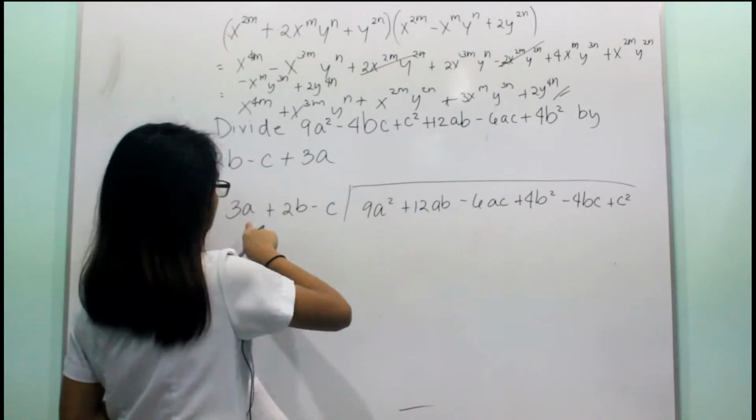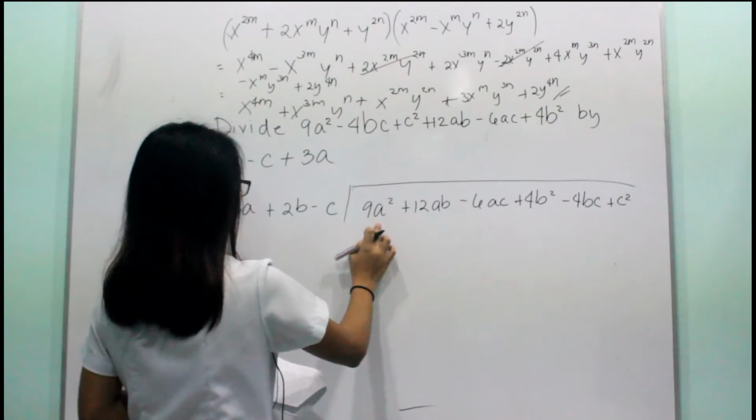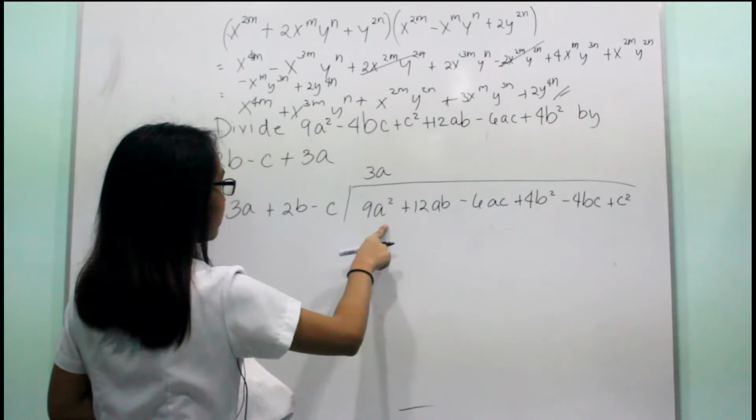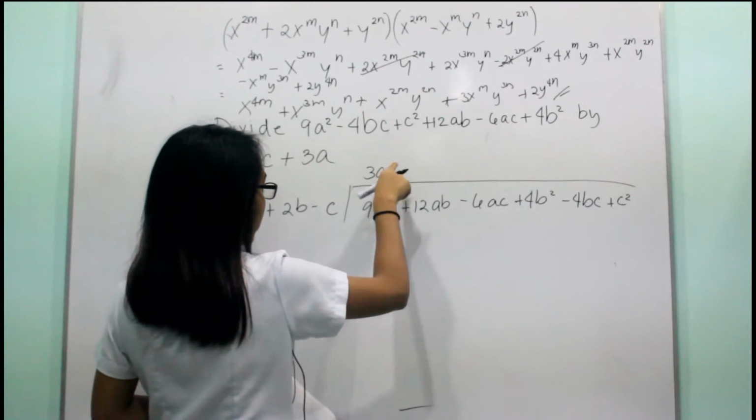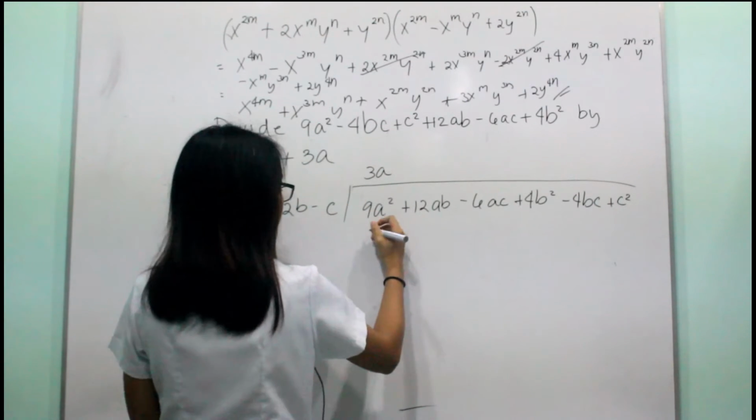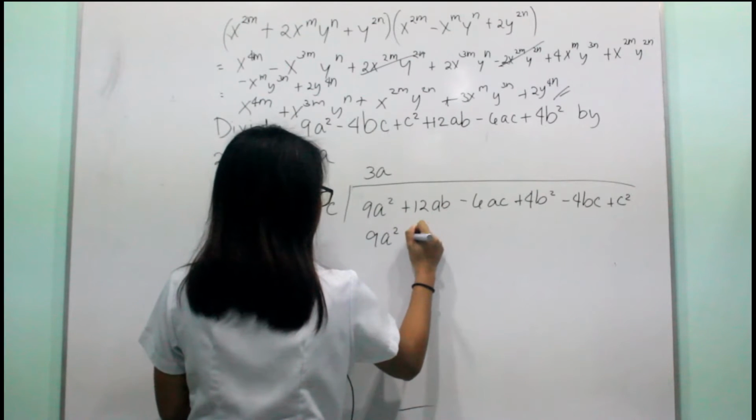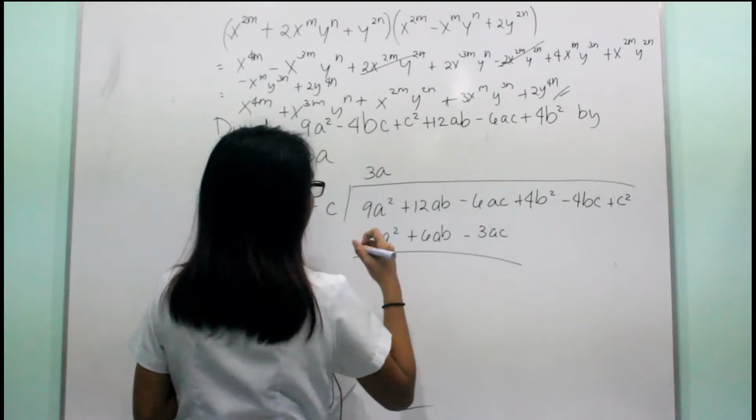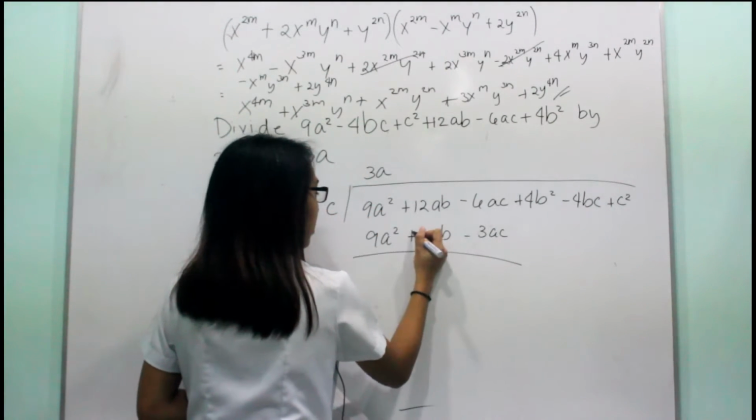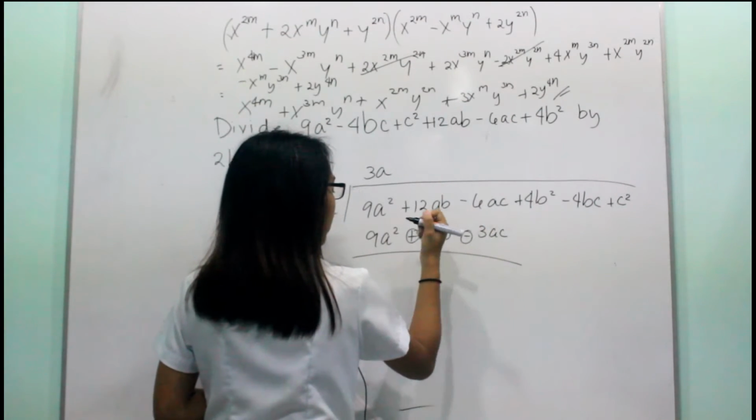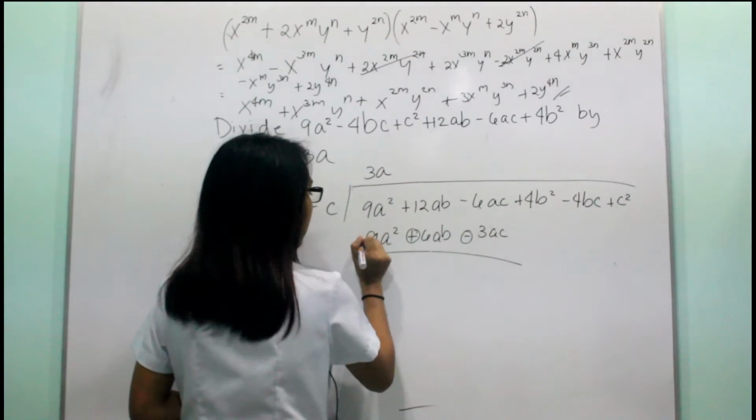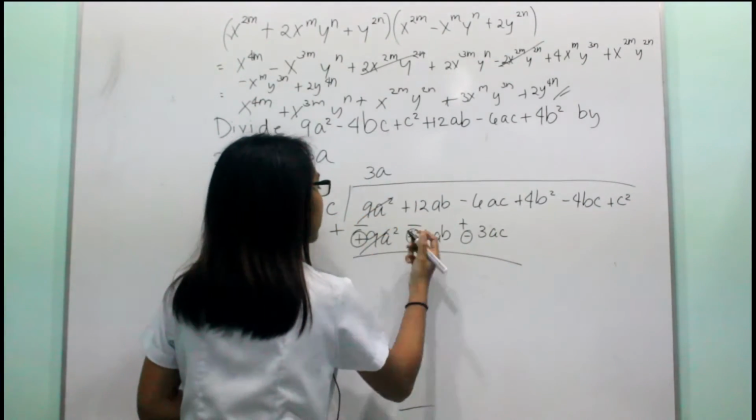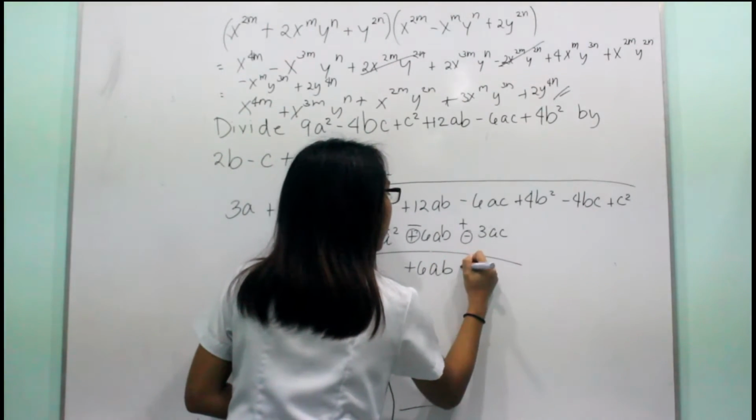Remember when dividing, always look at the first term. So 9a squared divided by 3a is 3a. So when you divided the first term to the first term, multiply the answer to the divisor again. So 9a squared plus 6ab minus 3ac. Then proceed to subtraction. When subtracting, remember to change the positive and negative into negative positive. So change it to negative, negative, positive. Then proceed to addition. So cancel, cancel. Positive 6ab, negative 3ac.